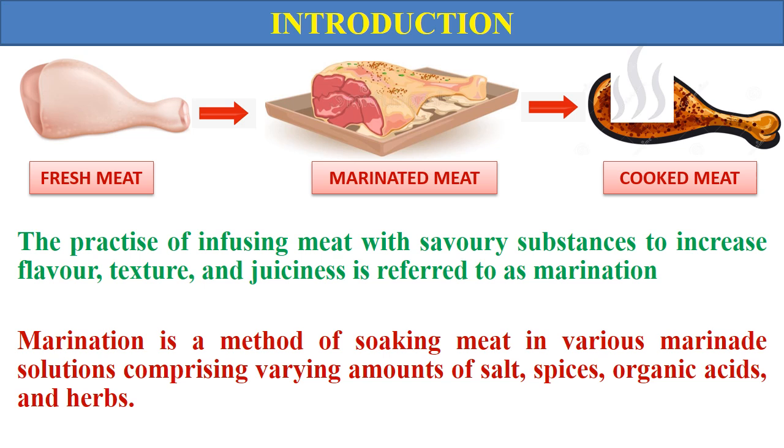So this is a method of soaking meat in various marinade solutions comprising various amounts of salt, spices, organic acids or herbs. This is a practice quite common in Western countries before cooking, and nowadays it is becoming common in India. However, in the Indian context, we use the traditional process of applying some spices and herbs in the form of paste or sometimes as a powder.